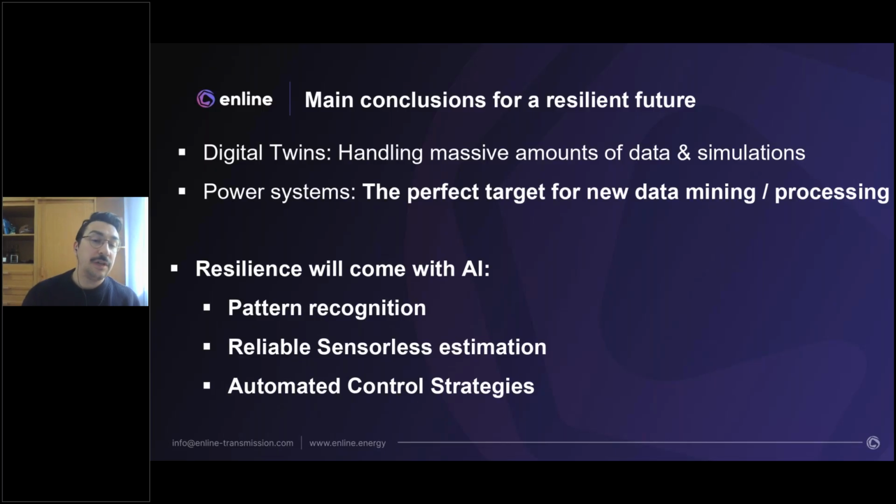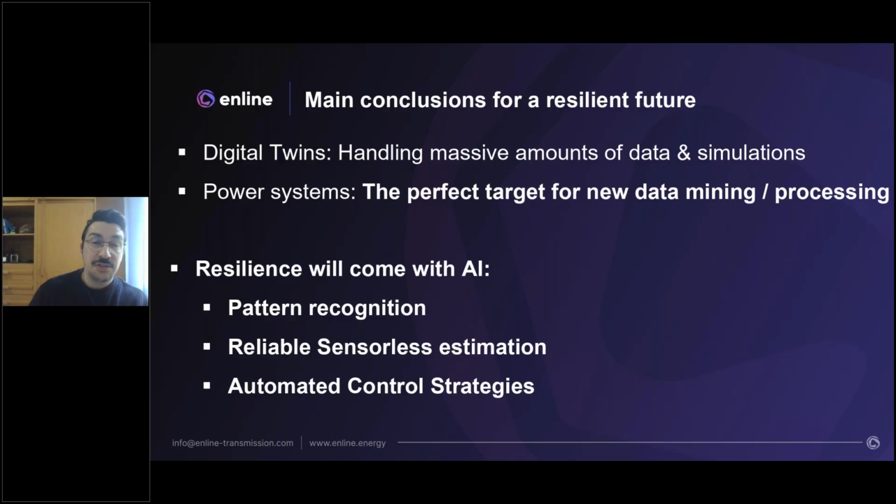Here are just some of the examples of the actions we can do with AI. Recognize patterns in the operations and in the protection system that we have never recognized before. Estimate the entire system via a sensorless model, because as I already said, you cannot sense everything. This is too costly to maintain. And also help us decide what is really the best control strategy for this large system.